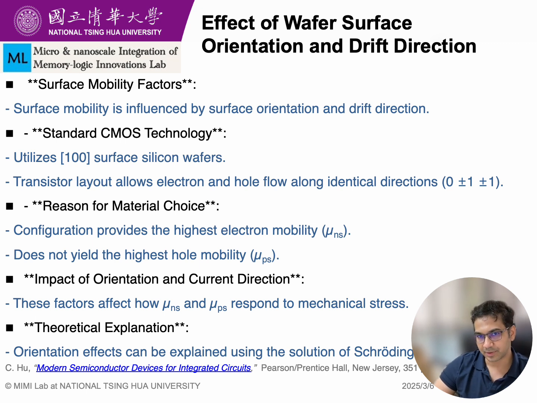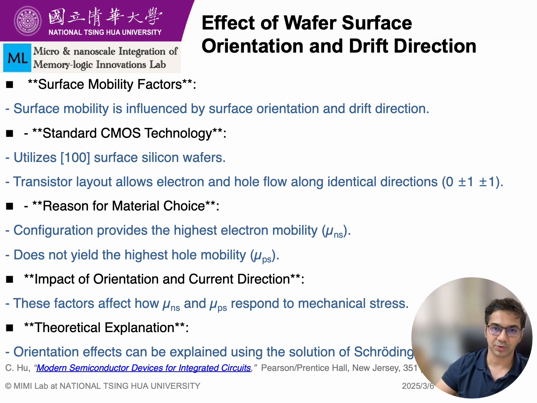So why does this happen? Well, it comes down to the fundamental physics of silicon. The orientation effects can be explained using Schrodinger's wave equation, and this equation helps us understand how the electrons behave in a crystal lattice. It tells us that the energy levels of the electrons and holes are affected by the surface orientation, which in turn affects their mobility.